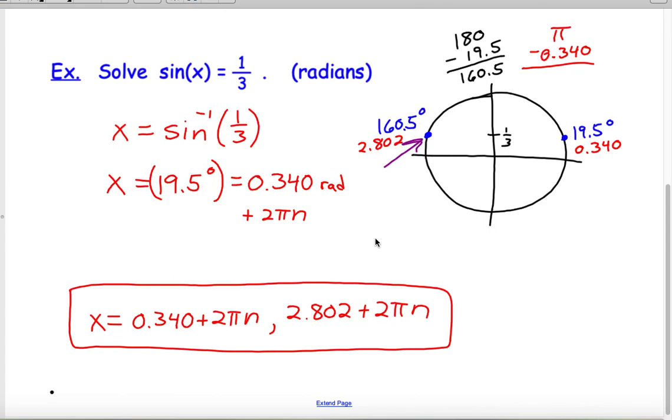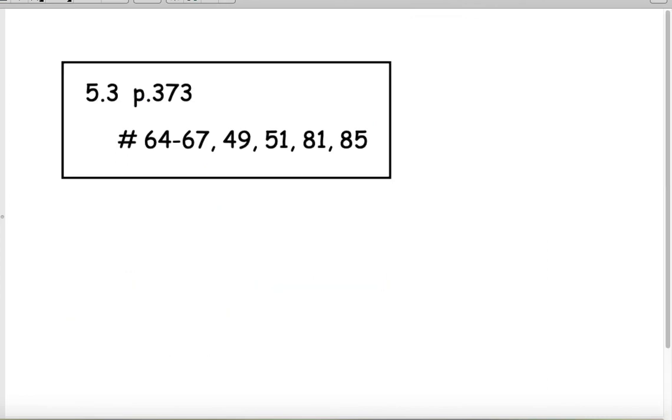All right, so a lot more thinking involved in solving these equations. We have to go beyond the points that we know from the unit circle. And so it takes a little bit of time. So there's not as many homework problems, but you need to really think through the process as you're working on it.